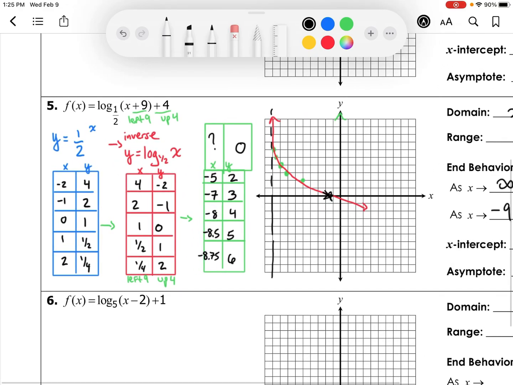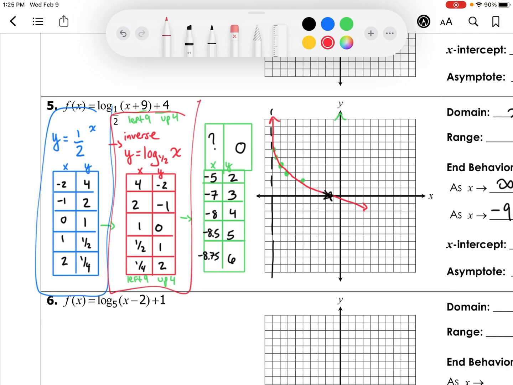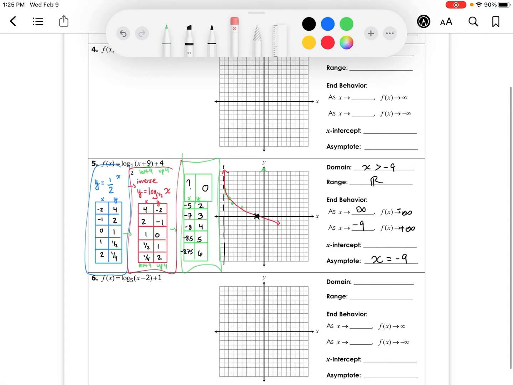Just to recap, we start with the exponential function in blue. Then we switch the x and the y to find the inverse in red. Then we had to transform our graph left and up. Now I do want you to know how to graph these without a calculator, because obviously you could just type this in the calculator and get your table.